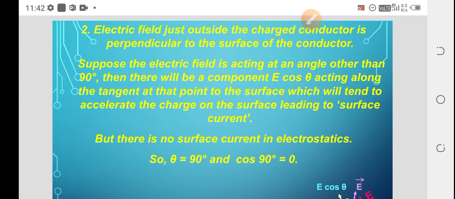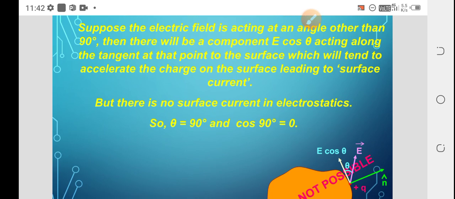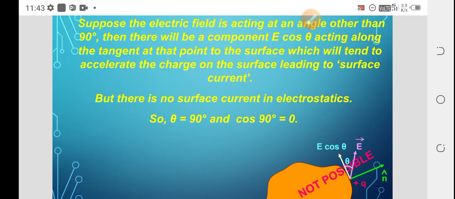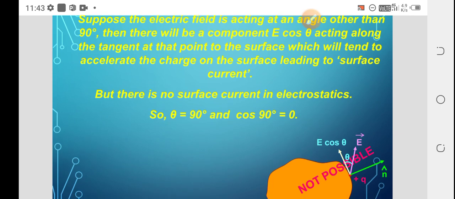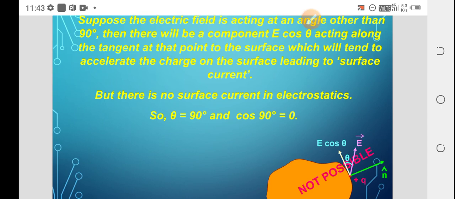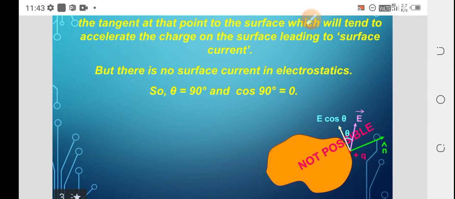Suppose the electric field acts at an angle other than 90 degrees, then there will be a component E cos theta acting along the tangent at the point to the surface, which will tend to accelerate the charge on the surface, leading to a surface current. But there is no surface current in electrostatics. That's the reason theta is 90 degrees, that means cos 90 is 0.